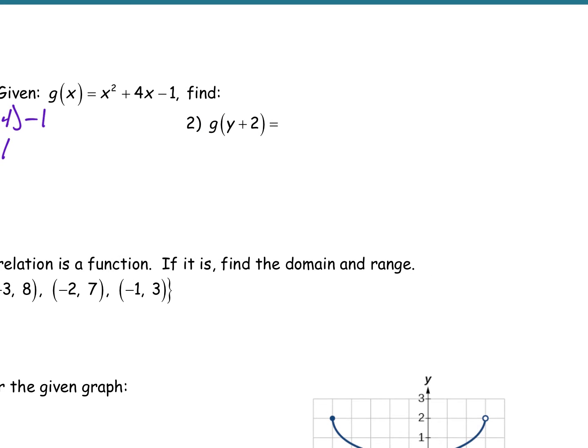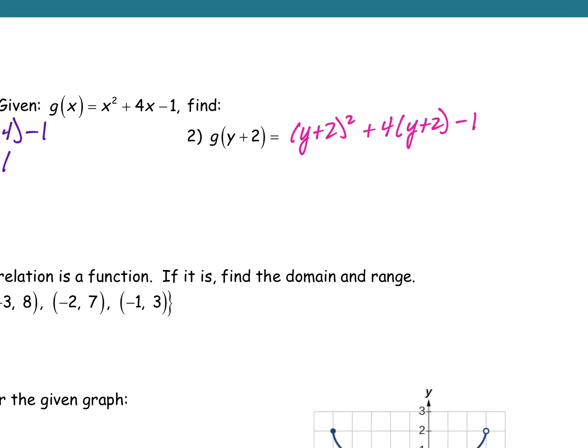Y plus 2. So that gives me y plus 2 squared plus 4 times y plus 2 minus 1. Who can tell me what y plus 2 squared is? I'm sorry? Okay. Close. There's one more part. Remember, y plus 2 squared is, I want to make sure you can see this.